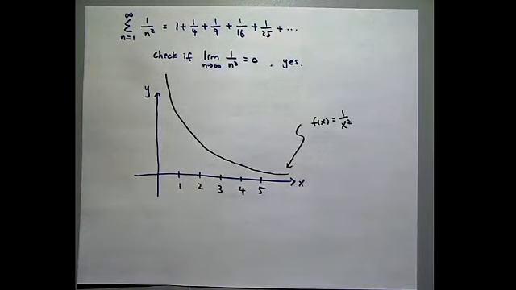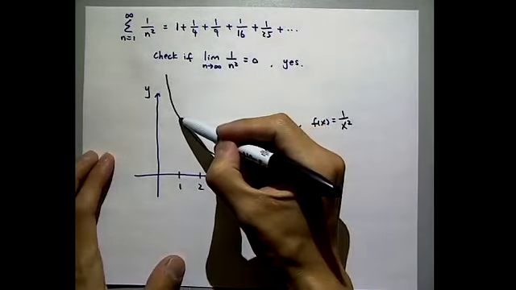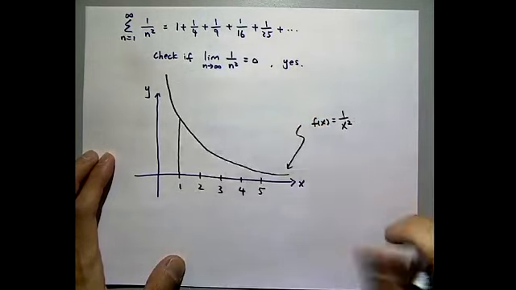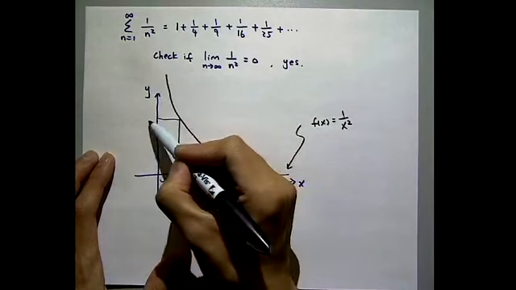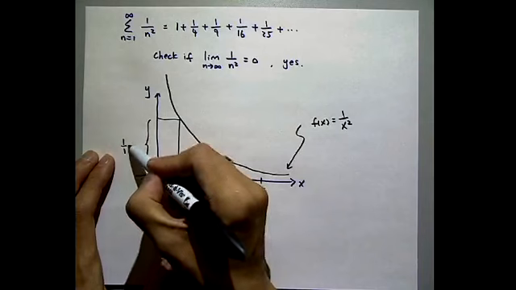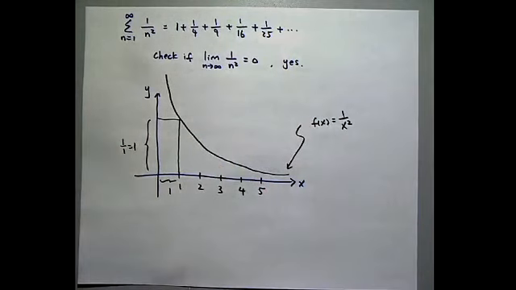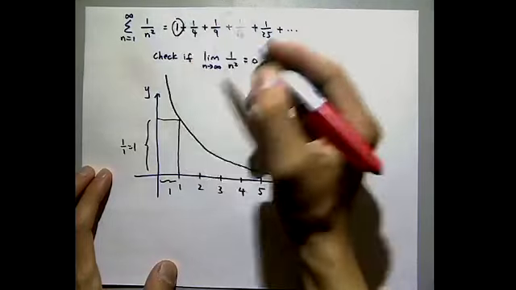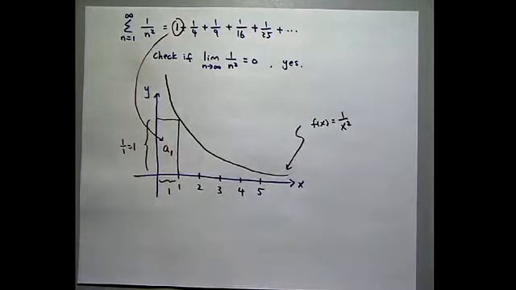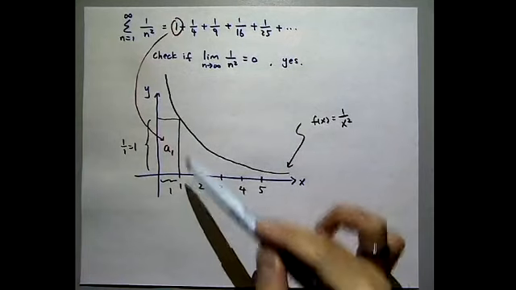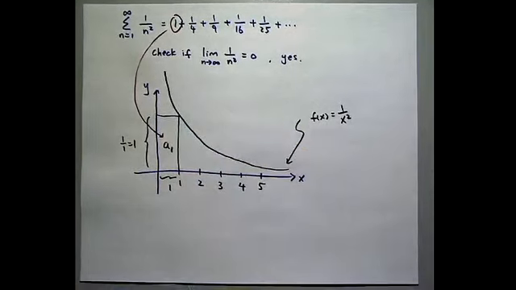Okay? At x is equal to 1, notice that the first term, a1, is represented by the area of that rectangle under the curve, using the right endpoint as the height to form a rectangle. Right? You see that?